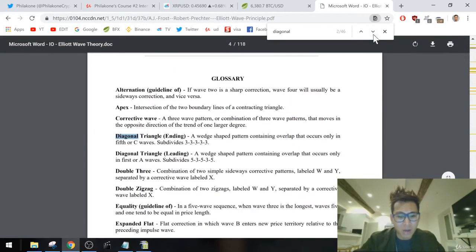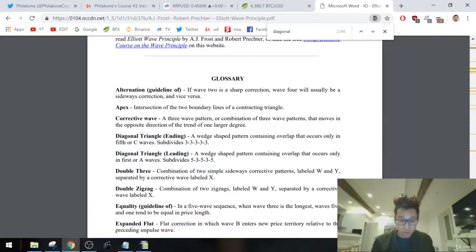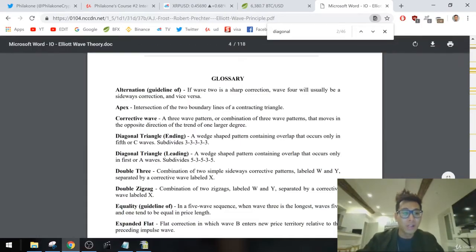Okay, I'm going to go down here, right here, okay? An ending diagonal is a wedge-shaped pattern containing overlap that only occurs in the 5th wave or the C wave, and it subdivides 3, 3, 3, 3, 3. Whereas a leading diagonal divides still 5, 3, 5, 3, 5. Now these two are by far the most profitable patterns to play. And I personally keep just a few criteria to enter a trade, and these are definitely one of them, guys. I love ending diagonals. I love leading first wave diagonals.